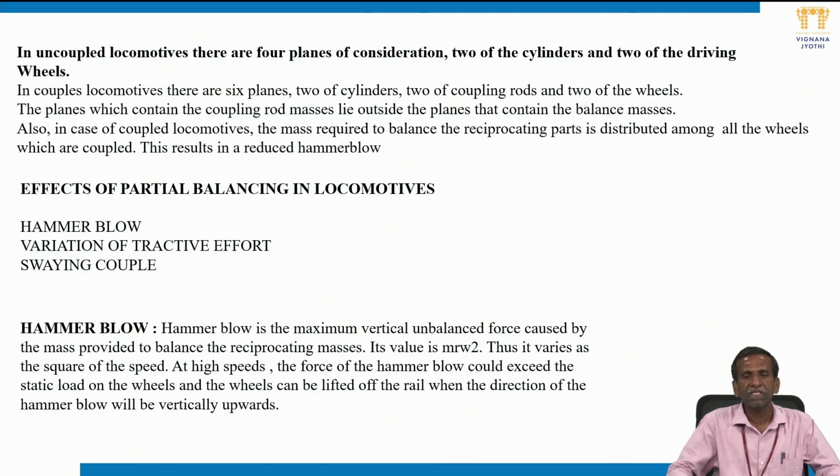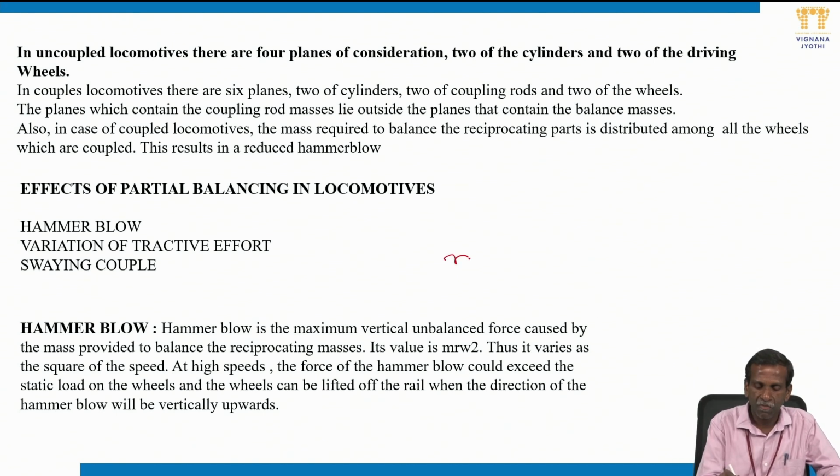As we know, its value is mb r omega square. Here mb is the mass kept for balancing, and omega is the crank rotation angular velocity. Thus it varies as the square of the speed. At high speeds, because of mb r omega square, the force of the hammer blow could exceed the static load on the wheels, and the wheels can lift off. Hammer blow is basically mb r omega square.